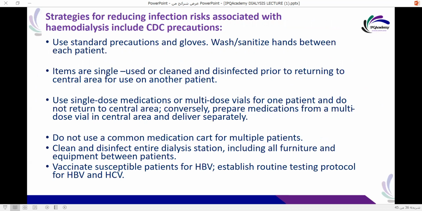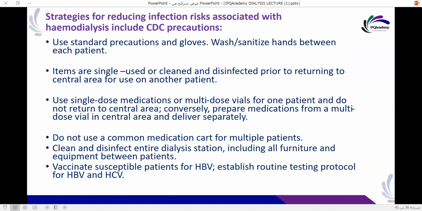Use the standard precautions and the gloves. Wash and sanitize the hands between each patient. Items are single-use, if applicable, or cleaned and disinfected prior to returning to the central area for use on another patient. Use single-dose medication or multi-dose vials for one patient and don't return them to the central area.